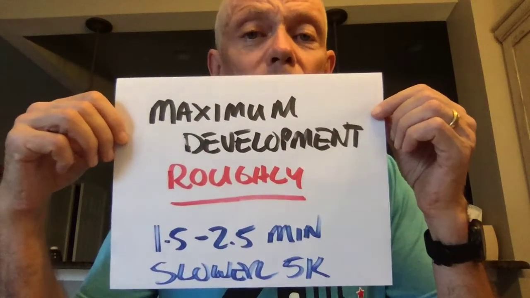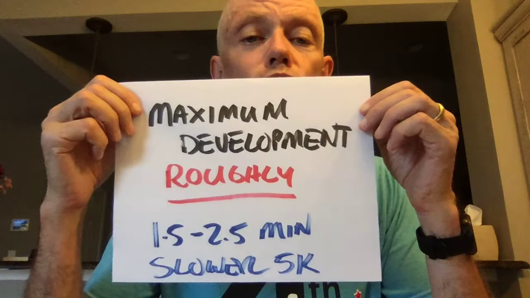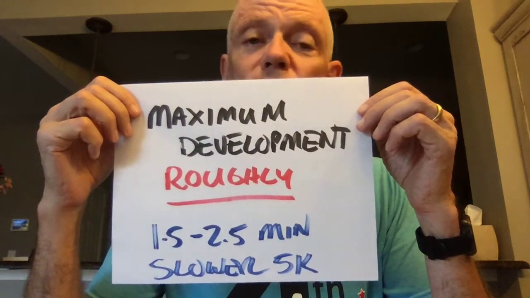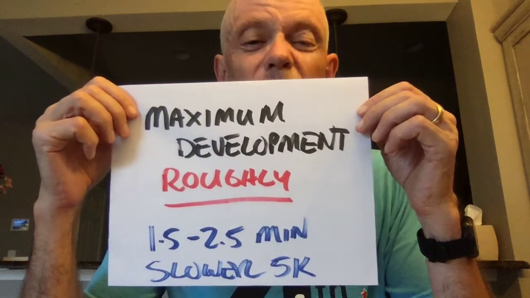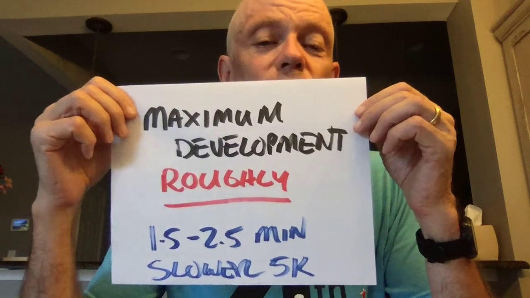So the maximum development of those things, your heart, your capillaries, your mitochondria, is going to come roughly, and this is pretty rough because it varies a lot with where your 5K pace is, but roughly it's going to be about 1.5 to 2.5 minutes slower than your 5K pace. That's kind of your sweet spot for the maximum development. Because I will tell you, all running, even if you're out running a 5K, you're going to improve those things, but your sweet spot is in that 1.5 to 2.5 minutes slower.